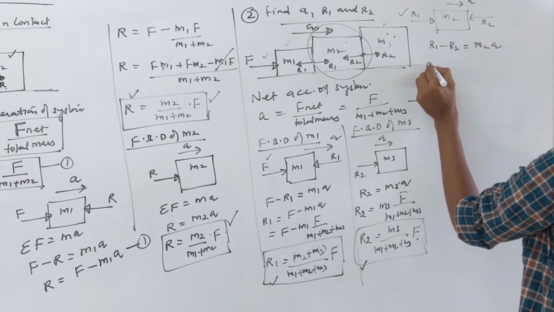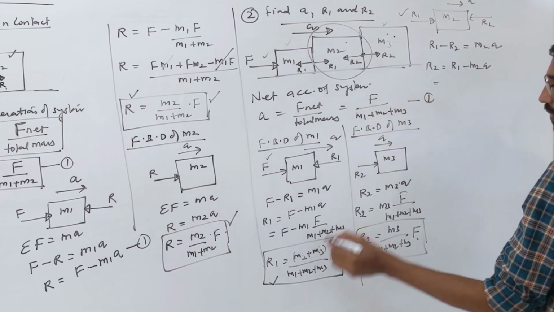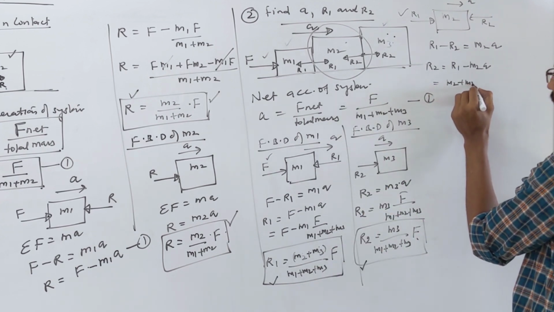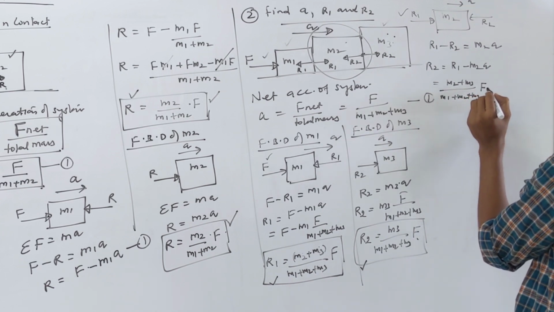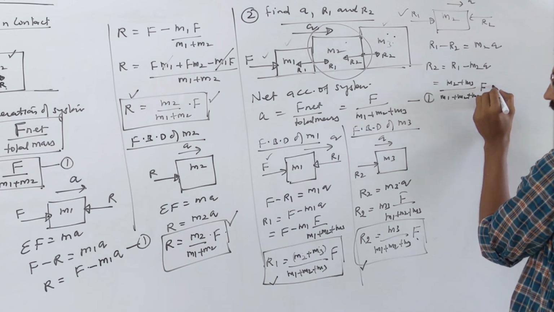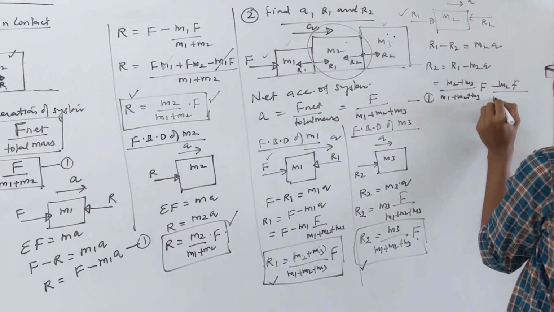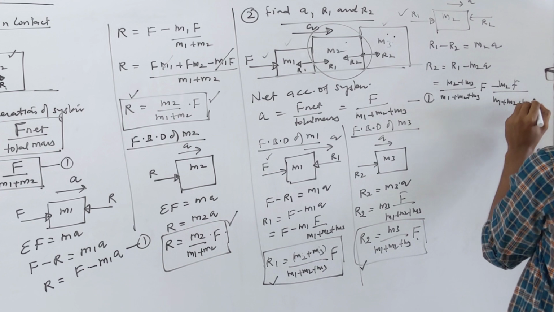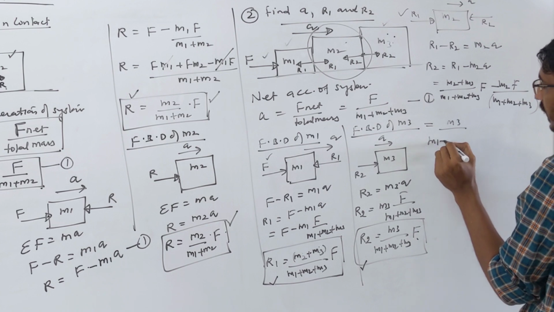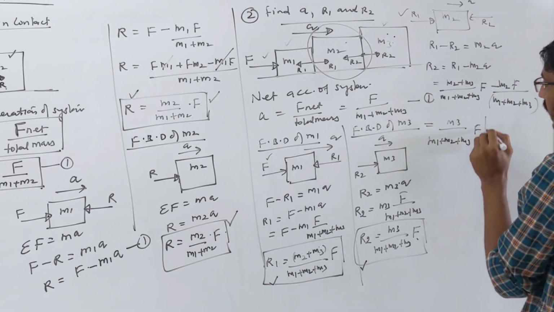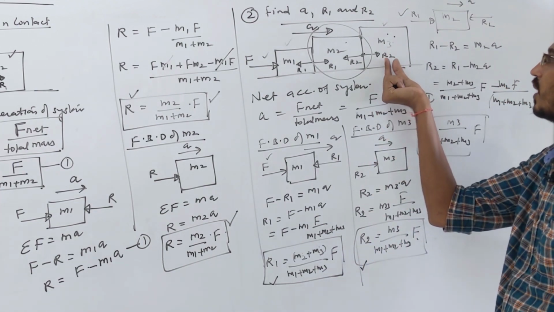So here we have to find R2. R2 will be simply equal to R1 minus M2 into A. R1 we have calculated, which is M2 plus M3 upon M1 plus M2 plus M3 into F. And acceleration is F upon M1 plus M2 plus M3. We are getting exactly the same answer. Look here, the M2 term gets cancelled, so it becomes M3 upon M1 plus M2 plus M3 into F. But this was a little complicated. That's why you took this body as simpler, because only one force is unknown, R2.